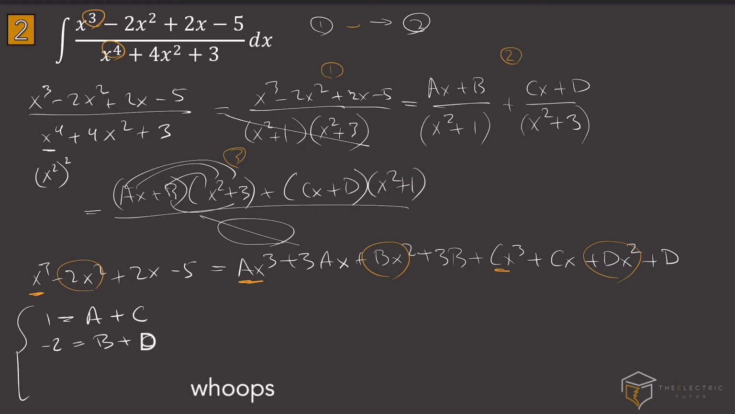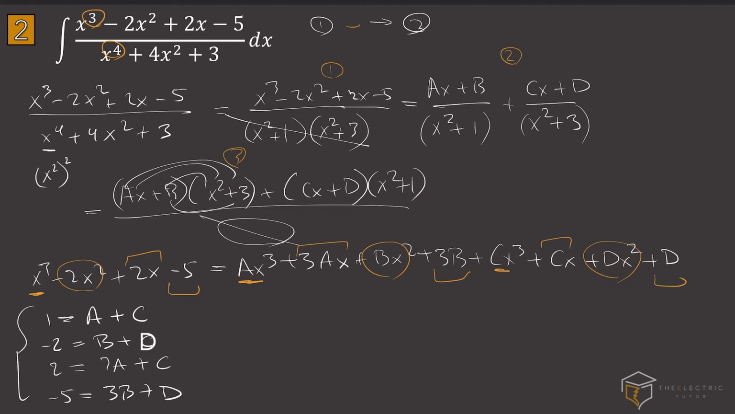And if I continue, I can look at x to the first power. There's 1, 2, 3 terms as well, which can be written as 2 equals 3a plus c, and finally for the constants, I have 1, 2, and 3 minus 5 equals 3b plus d.